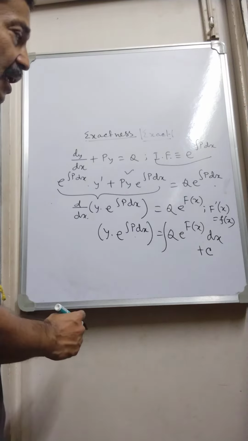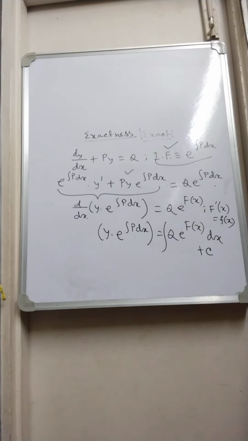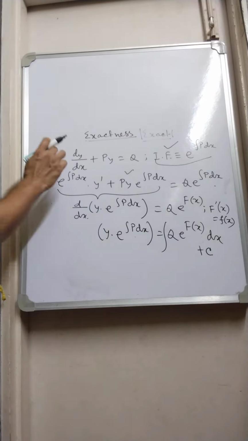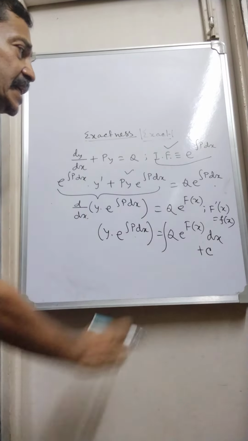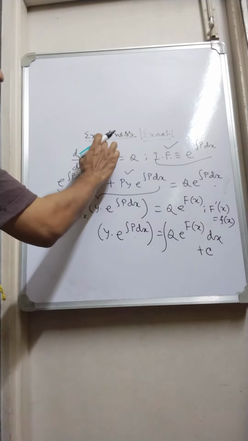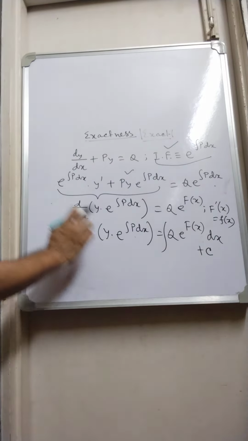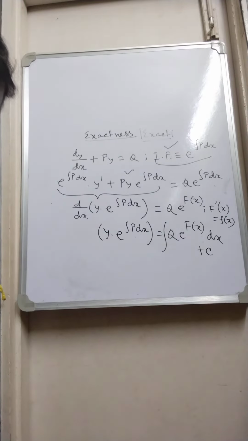And this shows the implication of this integrating factor. By multiplying this differential equation with this integrating factor, we have made it exact. So exactness is equivalent to integrability. Whenever it becomes exact, we can integrate it. So this is the simplest part of the differential equation.